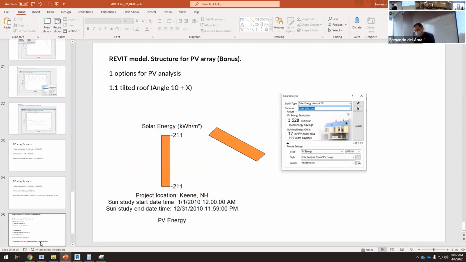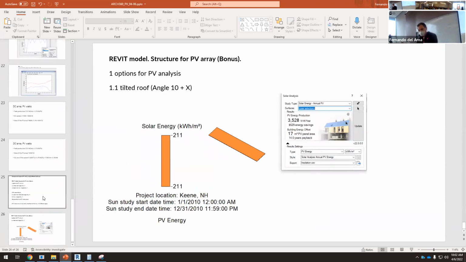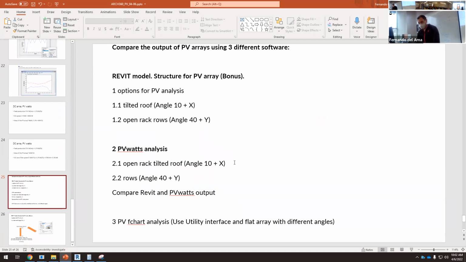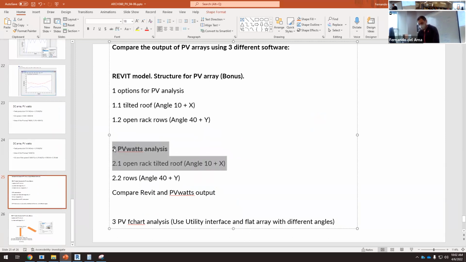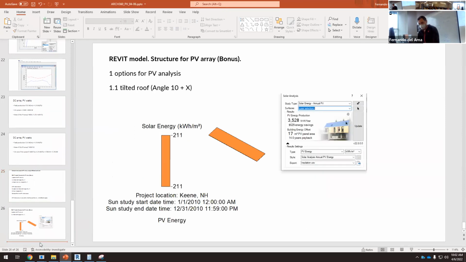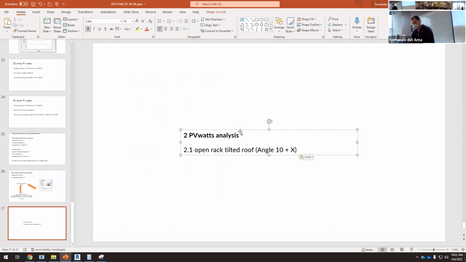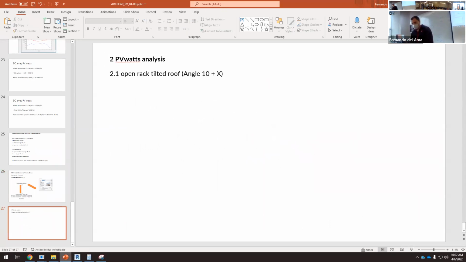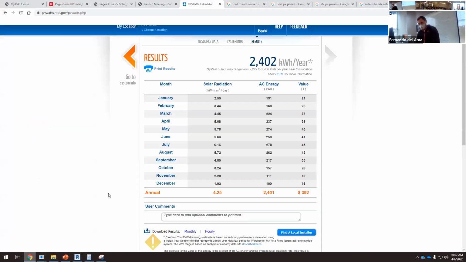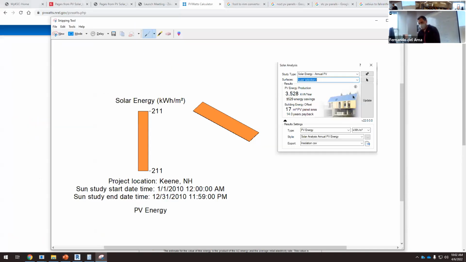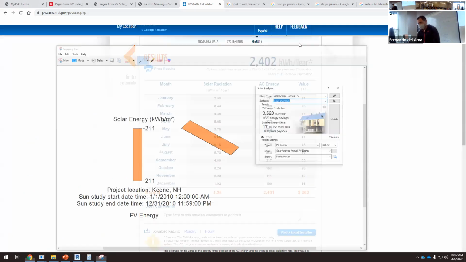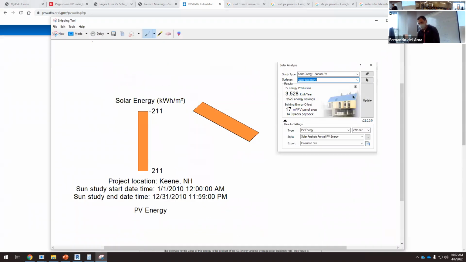What is the PV watts? The PV watts analysis will be this one. Go on.